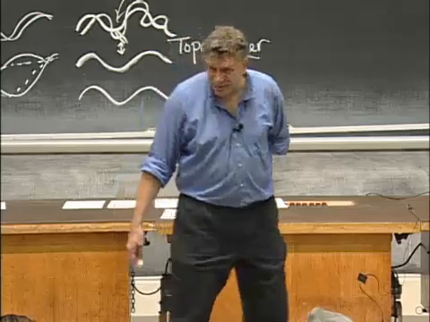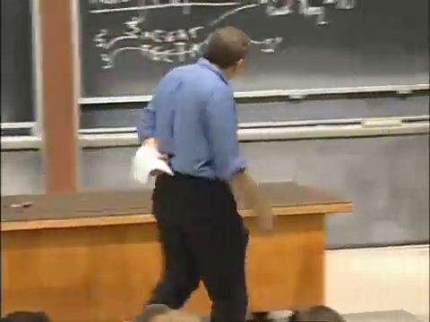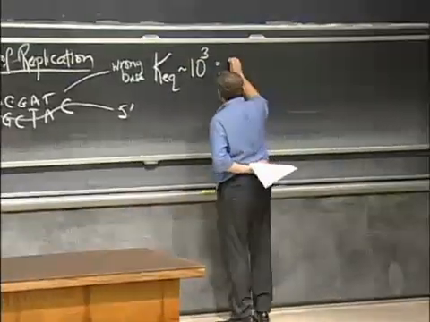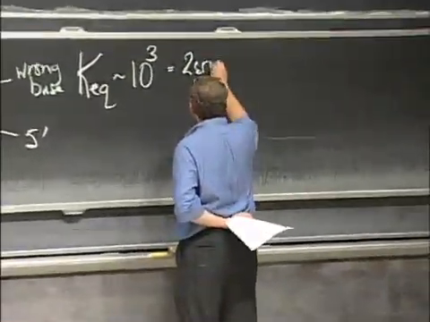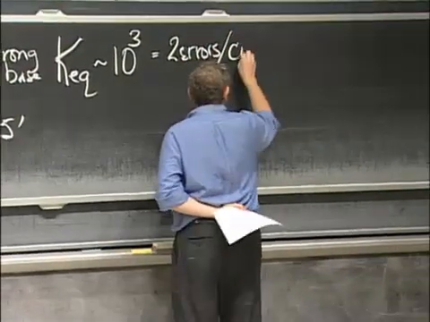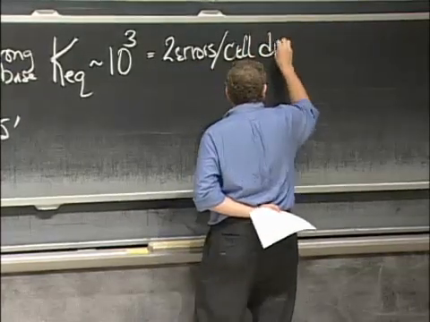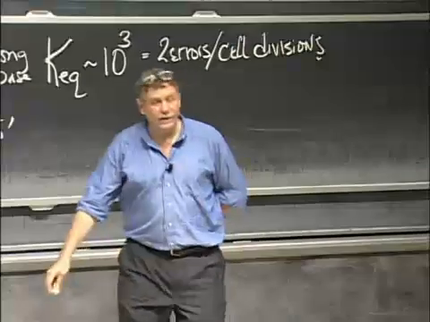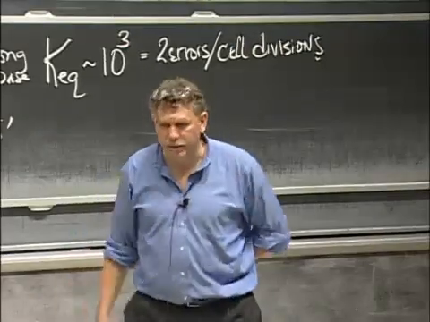Not good. 2 mistakes per cell division? That's not okay. That would be 2 errors per cell division. And you have a lot of cell divisions, you're in a lot of trouble. So it turns out something more is needed. Quality control is needed.